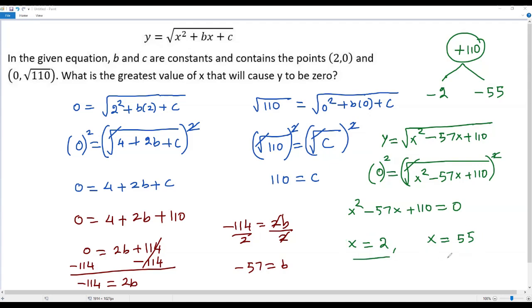In these two values, which one is greatest? Clearly this is greatest. So the greatest value of x is 55, which causes y to be 0.